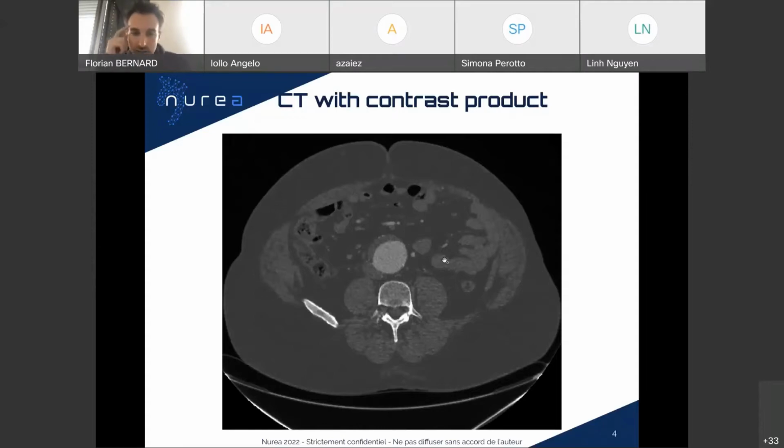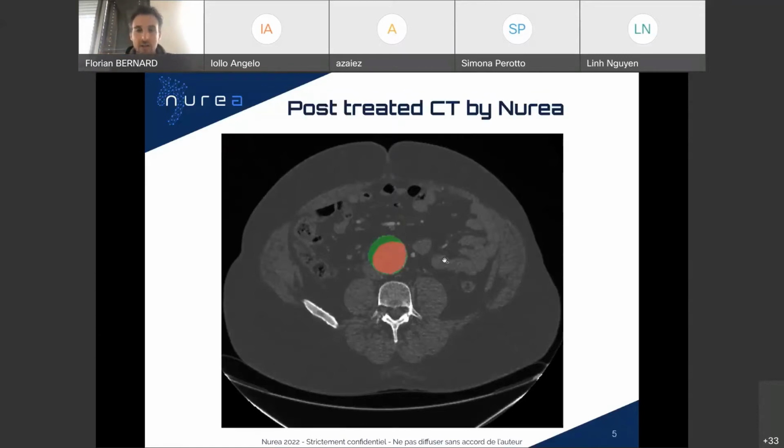So here it's a CT with contrast product. It's a really cardiovascular oriented exam. And what you can see in the center here is the aorta. In red, you have what we call the lumen, which is actually the circulating blood flow. And in green, it's the thrombus, which is not circulating blood flow. It's something else, which is darker in the image, harder to identify. And that's symptomatic of the presence of the disease.